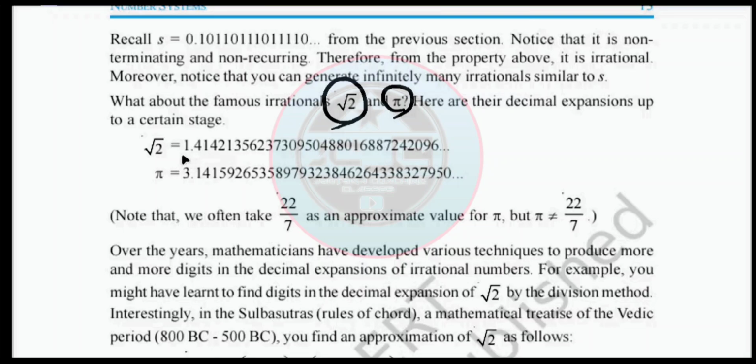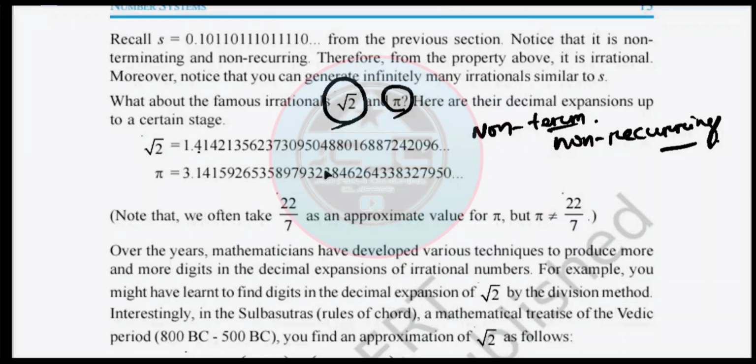You get 1.41421356237309... You can observe here that in the decimal expansions of root 2 and pi, the digits are not getting repeated. So obviously this is non-terminating, non-recurring. Non-terminating, non-recurring. And pi is also 3.145926... continuing, non-terminating, non-recurring.